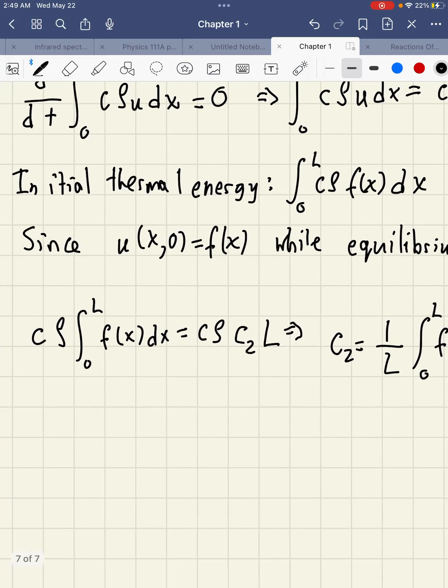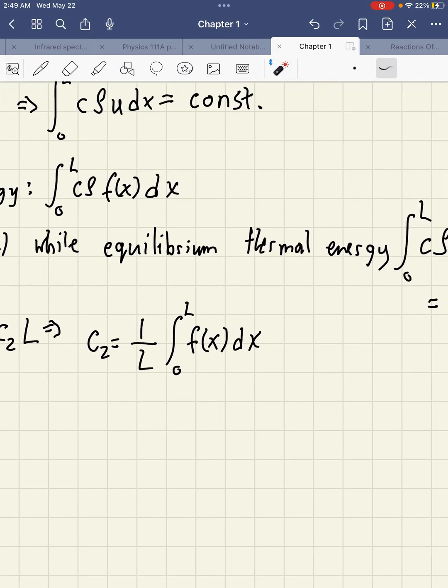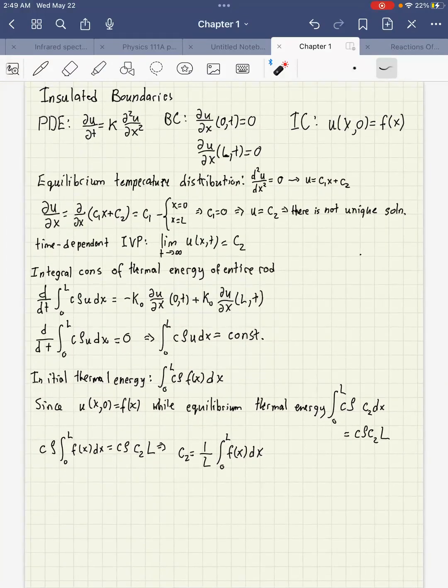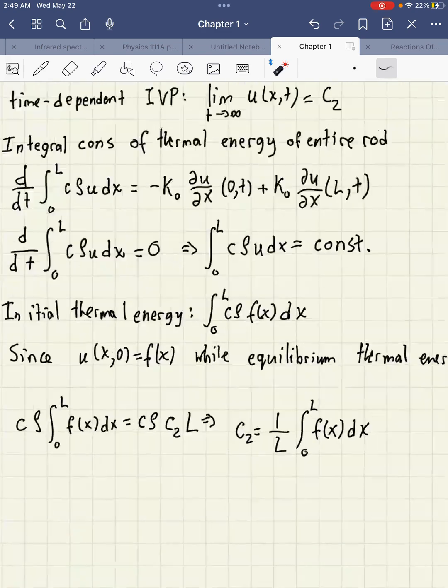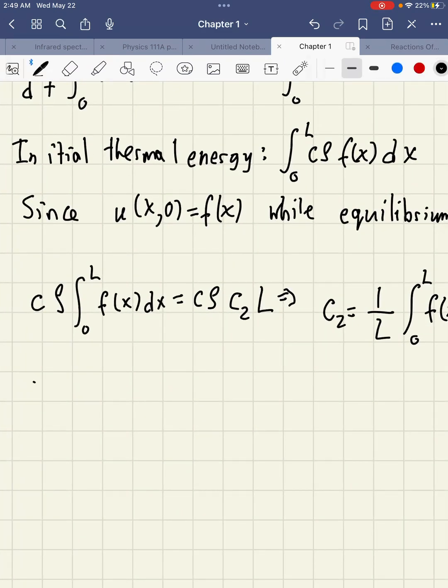At these positions, my constants just get cancelled, and I divide out. And since I proved here that U is just equal to my arbitrary constant, my function U, the solution, is equal to 1 over L times the integral from 0 to L of f of x dx.